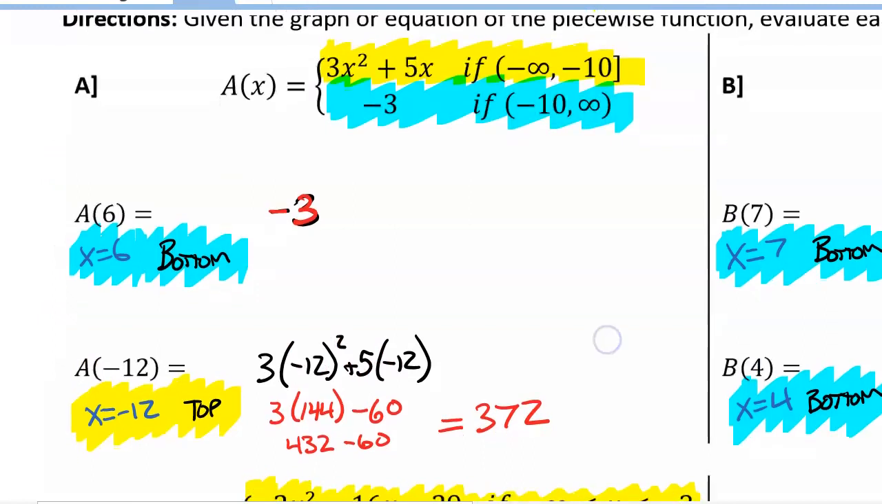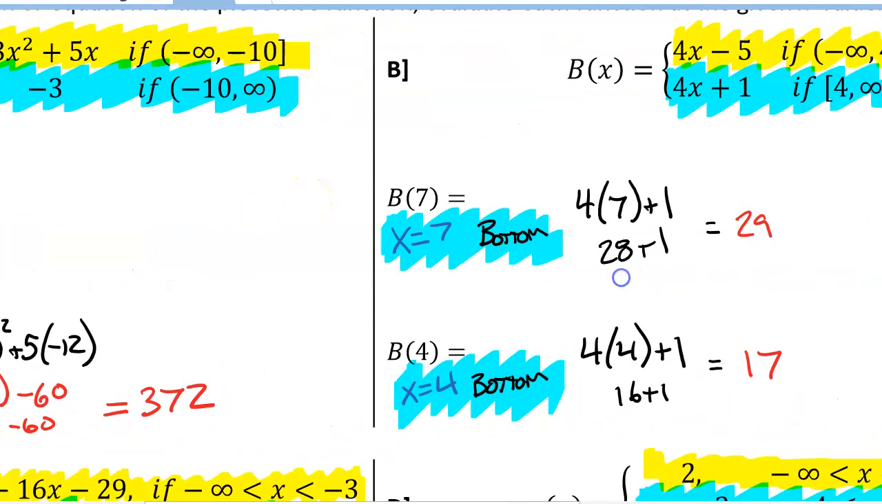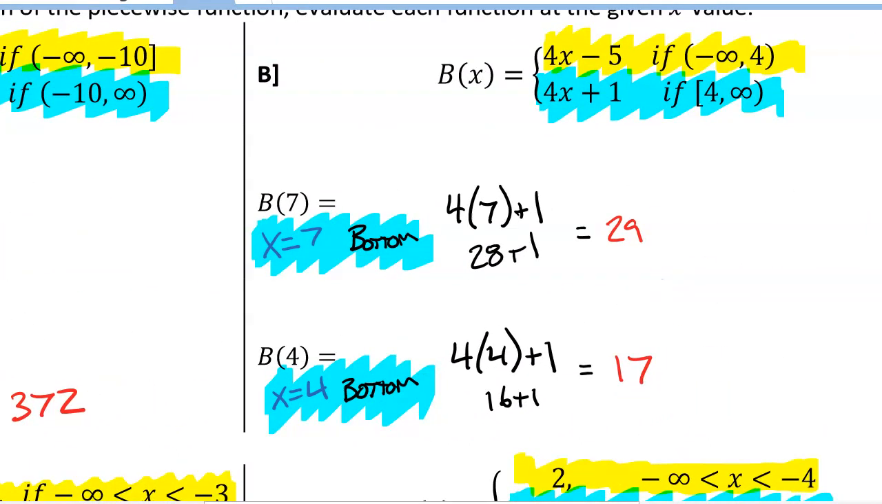Example A, x is equal to 6 fell into the bottom equation. X is equal to negative 12 fell into the top equation. A little bit of math required there, giving us answers of negative 3 and 372. Example B, we don't have to use both pieces of the piecewise function here. X equals 7 and x equals 4 both fell into our bottom portion of the equation, giving us 29 and 17.